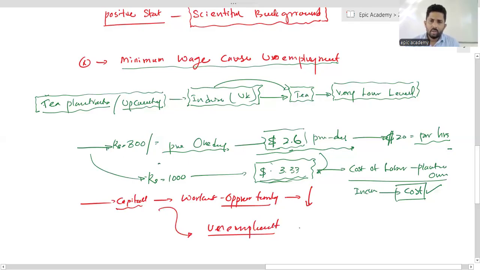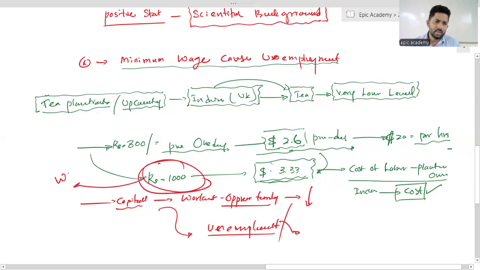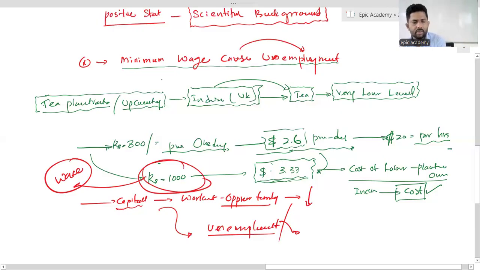Because plantations or factories don't need workers, as they are already using capital equipment and machineries to pick the tea plantations. So now you can identify enforcing a minimum wage rate, something like that, minimum wage. It causes unemployment in the country. So it is a practical situation.